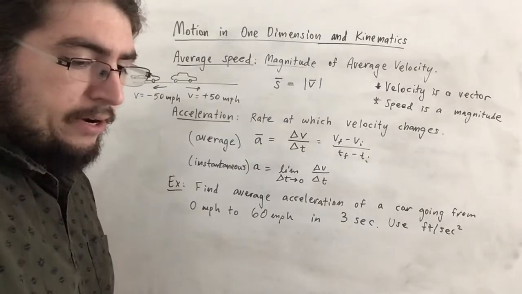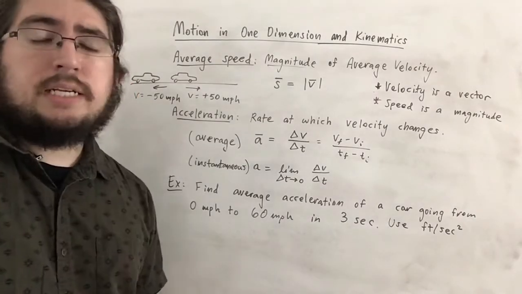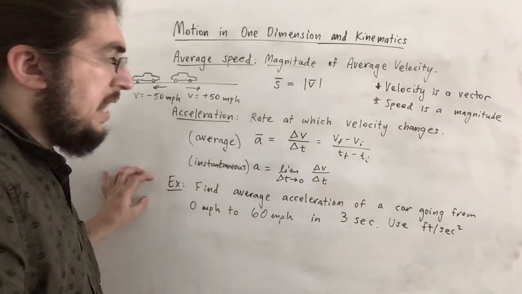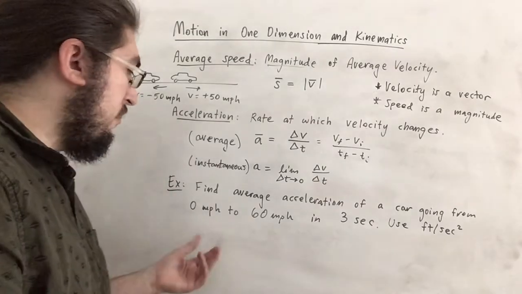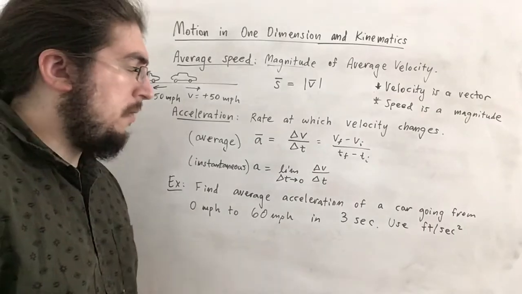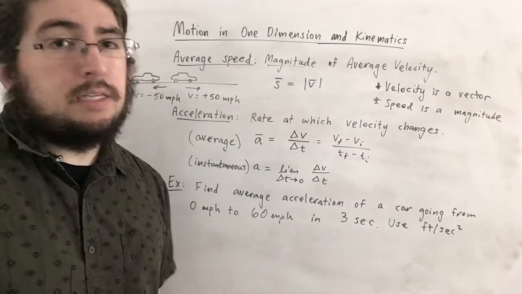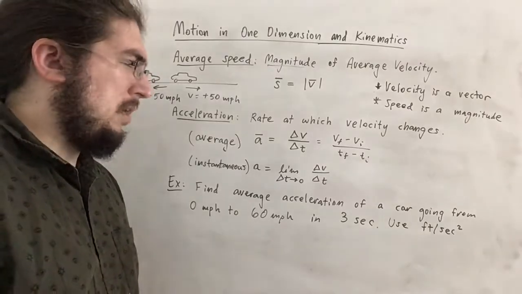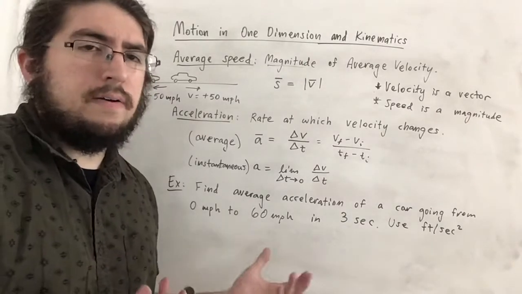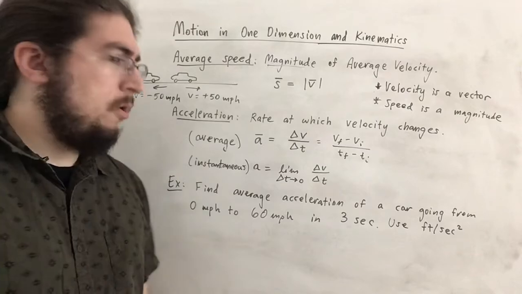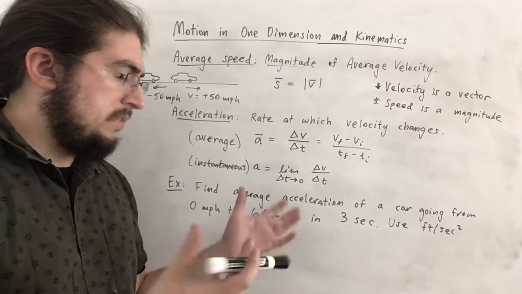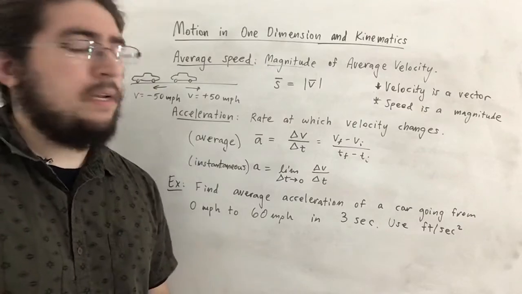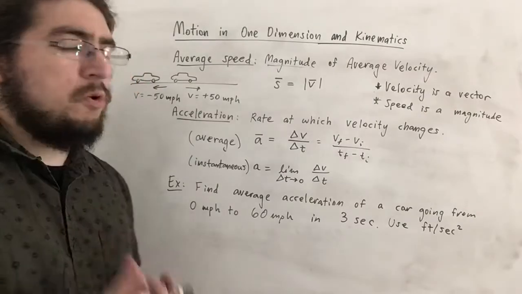So now I have an example here, and it's a kind of interesting example because it's something that we've probably seen a lot in everyday life. We want to find the average acceleration of a car going from 0 miles per hour to 60 miles per hour in 3 seconds. Now it's pretty fast, but what's hardly discussed when you read or see these kinds of things in action is the acceleration. What is the acceleration? There are different units of acceleration.